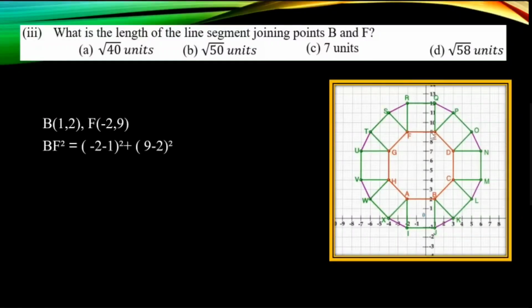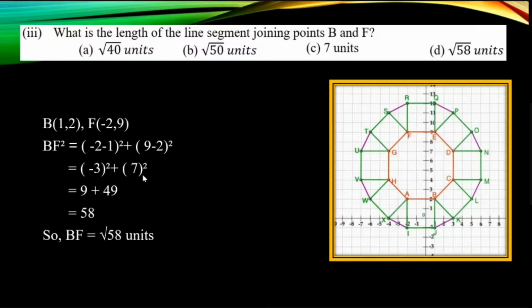So the distance BF square is given by (x2 minus x1), that is (-2 minus 1) whole square, plus (y2 minus y1), that is (9 minus 2) whole square. So it gives me how much? (-3) square plus 7 square, that is 9 plus 49, which is equal to 58. So BF square is 58. Hence, BF will be equal to square root of 58 units. So which is the correct answer? Out of these, I can see that D option is the correct answer.